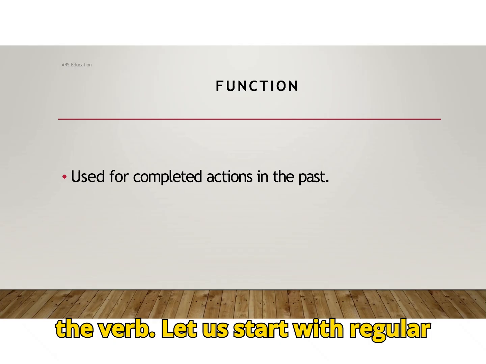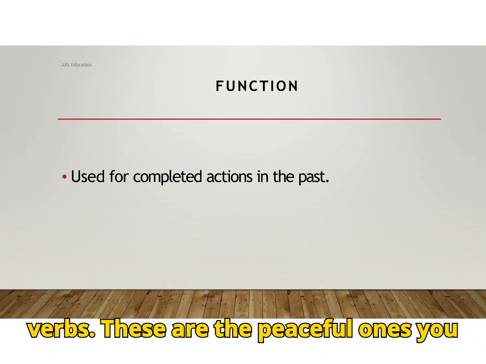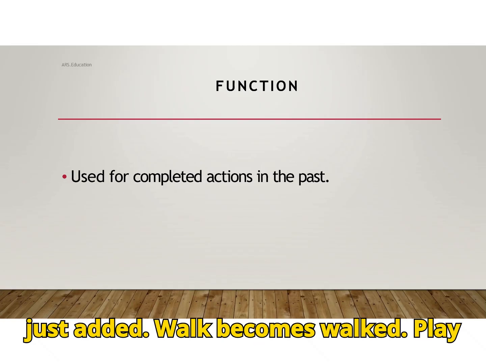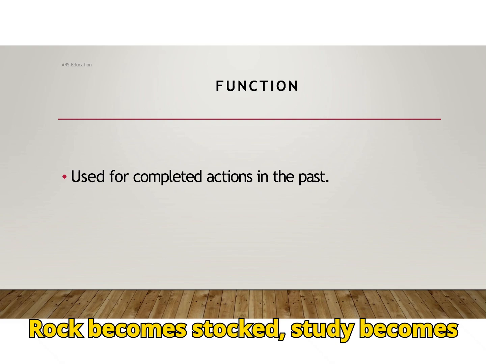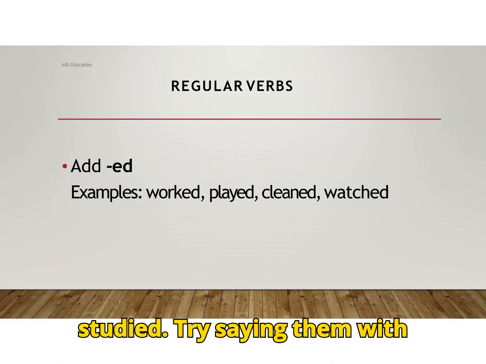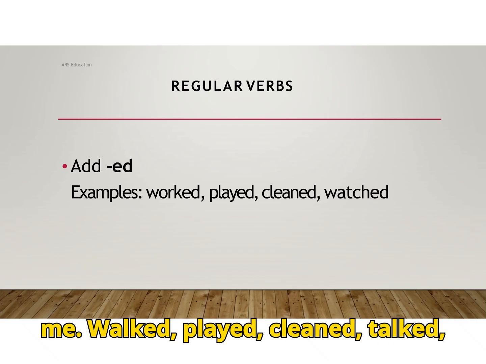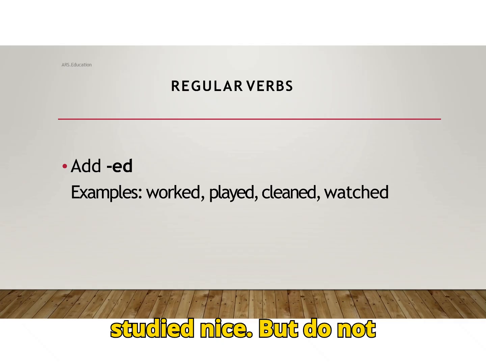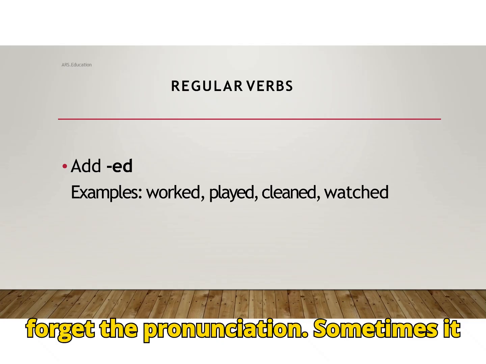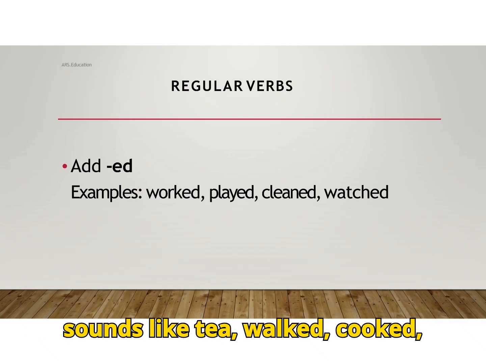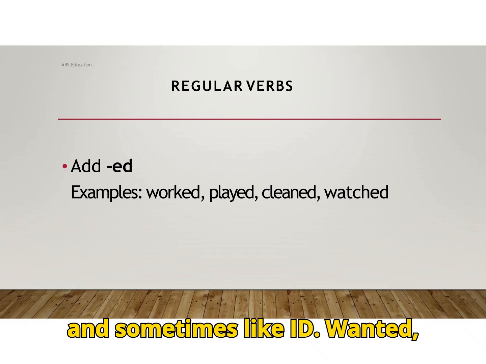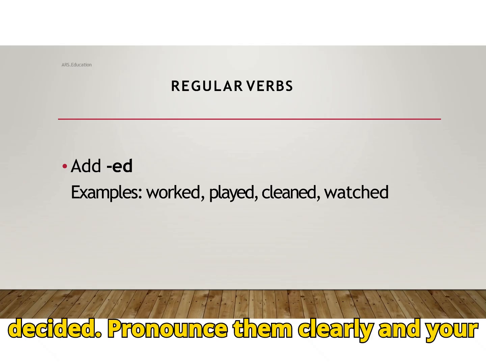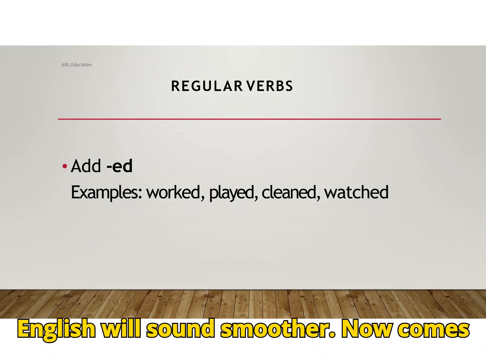Let us start with regular verbs. These are the peaceful ones. You just add -ed. Walk becomes walked, play becomes played, clean becomes cleaned, talk becomes talked, study becomes studied. Try saying them with me: walked, played, cleaned, talked, studied. Nice. But do not forget the pronunciation. Sometimes it sounds like T, walked, cooked, sometimes like D, played, cleaned, and sometimes like ID, wanted, decided. Pronounce them clearly and your English will sound smoother.